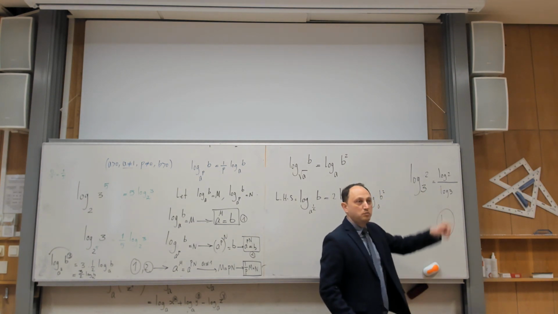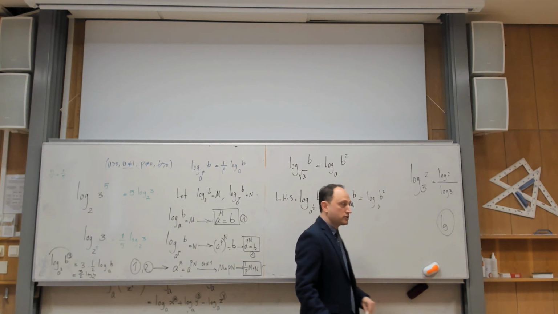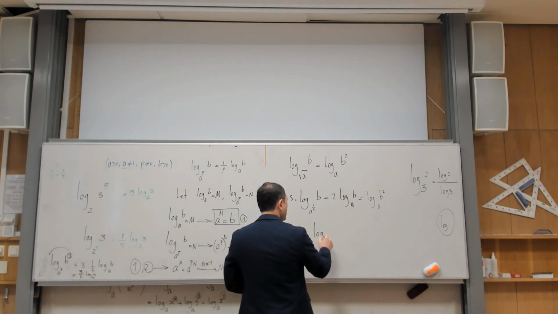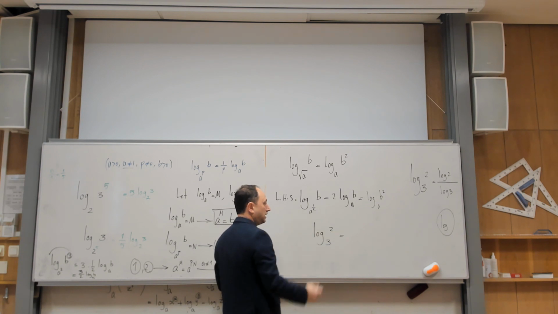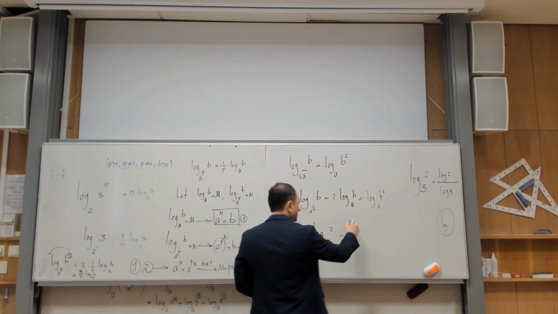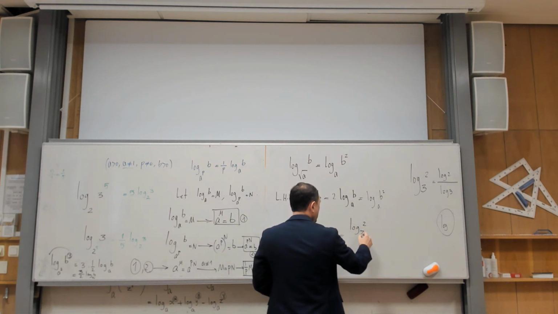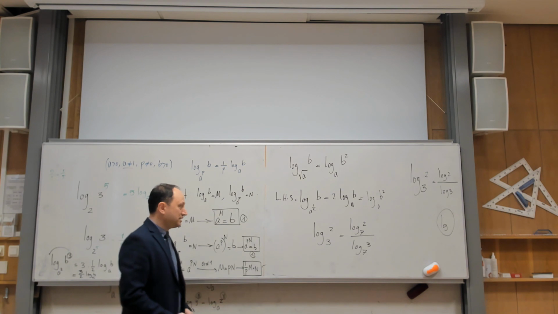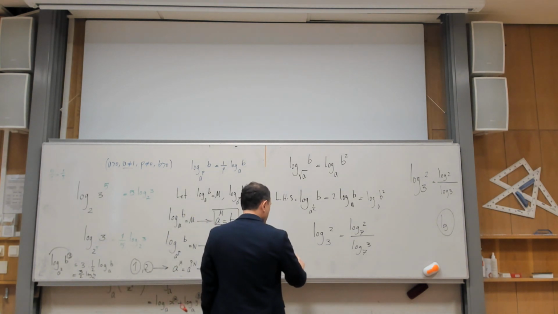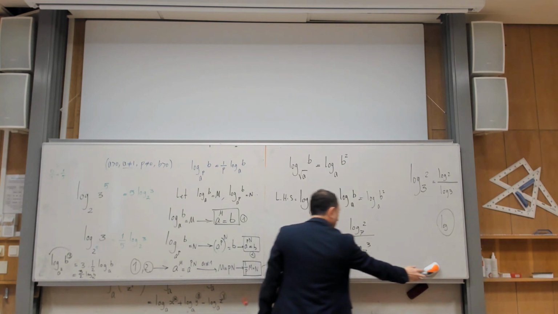I can move to any base that I like. For example, I can take log 2 base 3. I don't like 3. I don't like 10. I go to 7. So it becomes log of 2 in base 7 divided by log of 3 in base 7. That's also correct. So that is called the base change formula.